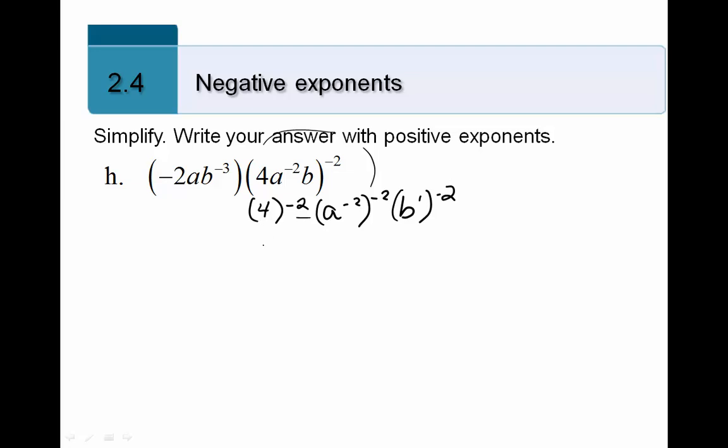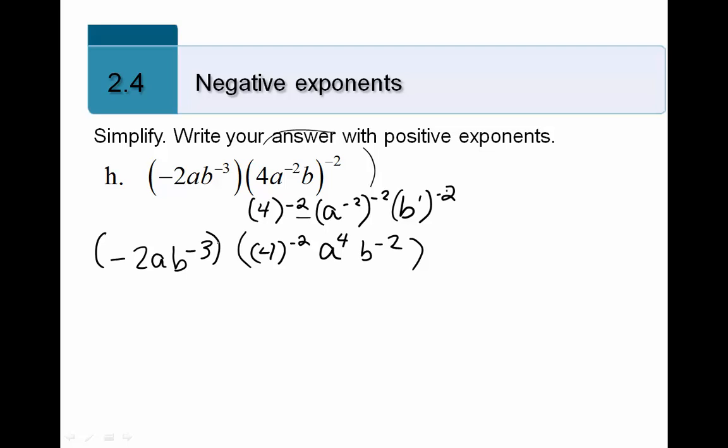So that's going to be 4 to the negative second. A to the negative 2 times negative 2 makes it a positive 4, and 1 times negative 2 for the b makes it a b to the negative 2. And so we need to multiply all of that by negative 2ab to the negative 3.